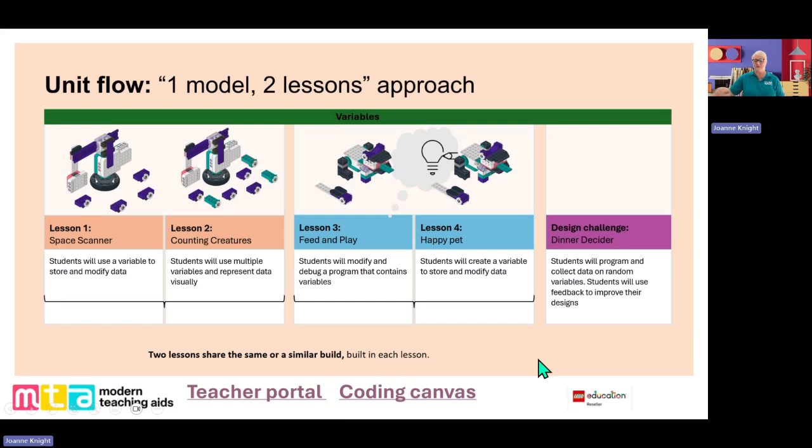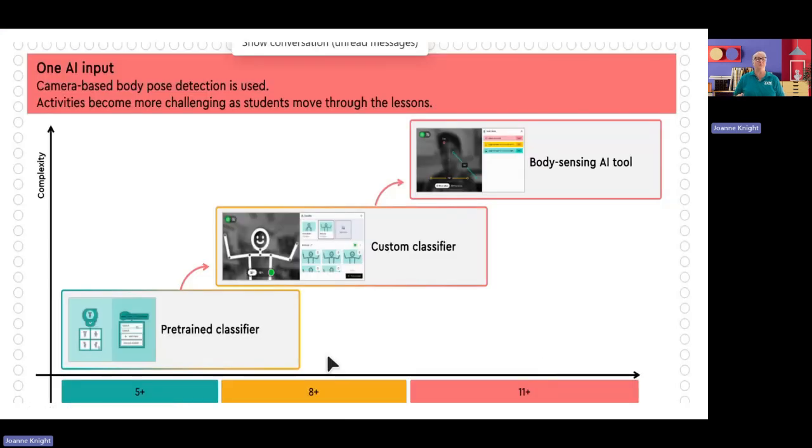Let's head back now to the AI input. There are 3 inputs that the students learn as they progress through these kits. In the 5+ kit, you can see there it says that there's a pre-trained classifier. Then we use the custom classifier, and then the students are using the body sensing AI tool. You're probably thinking, what does that mean? Let's have a look at each one of these classifiers.